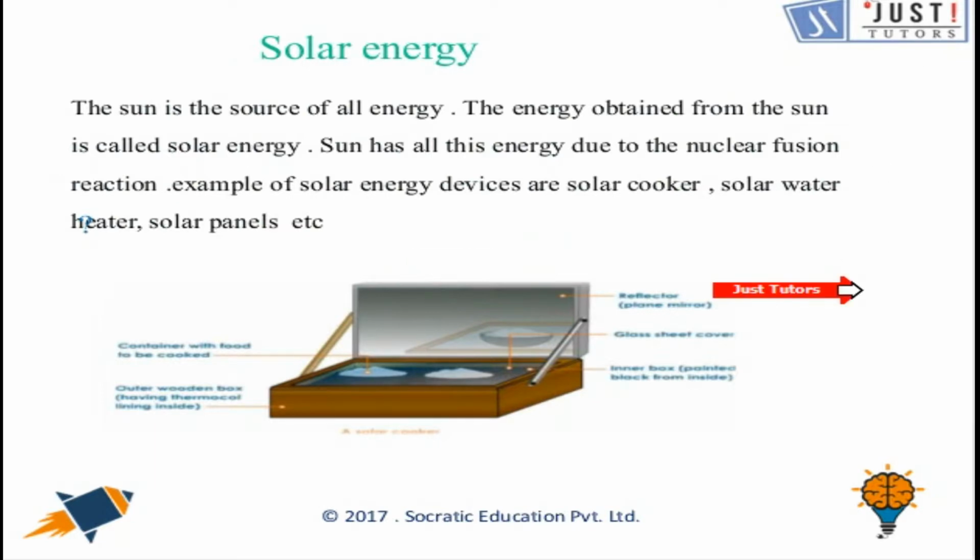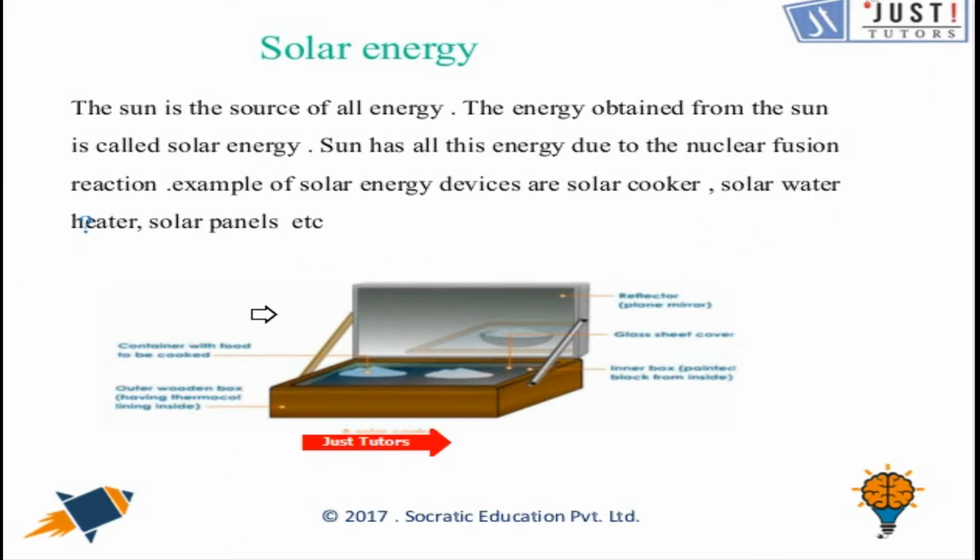The sun is the main source of energy for all living beings on this earth. Even the energy in the fossil fuels has come from the sun. The sun has endless reserves of energy which would be available as long as the solar system is in existence. The sun has all this energy due to nuclear fusion reactions. Examples of solar energy devices are solar cooker, solar water heater, and solar panels.